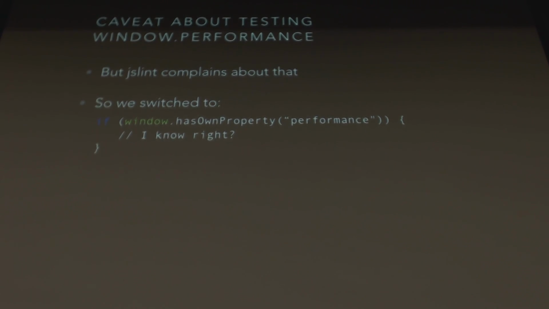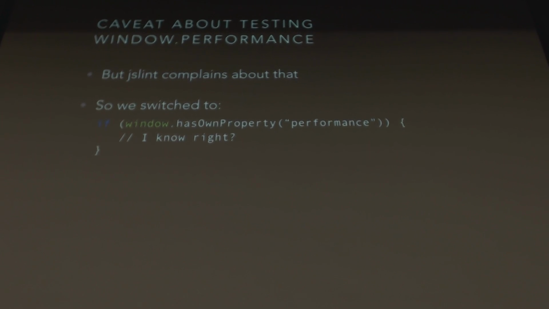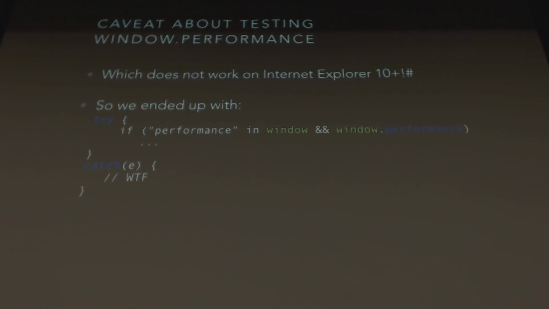So we did two things. We stopped using JSLint. That's old. JSLint hasn't been updated. We started using ESLint. But we also switched to using if window.hasOwnProperty, because that's what Douglas Crockford says we need to use. Which is kind of verbose, but hey, it works, right? No, it doesn't actually work.